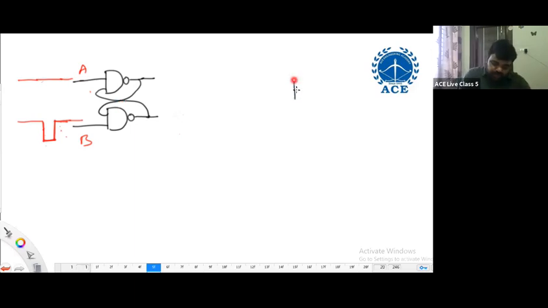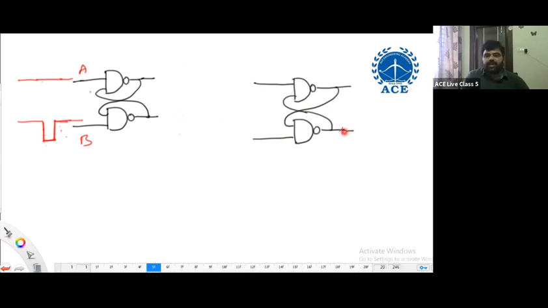Yes, once again, what is it here? NAND based memory element. Inputs are not directly applied. Inputs are applied from a control circuitry. Let me see, it is the control signal.